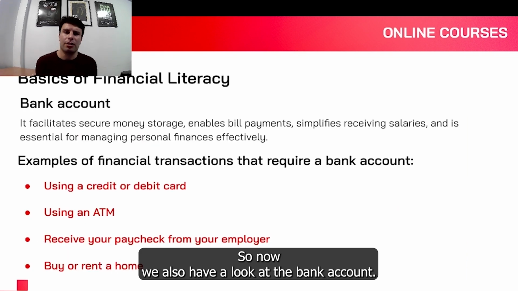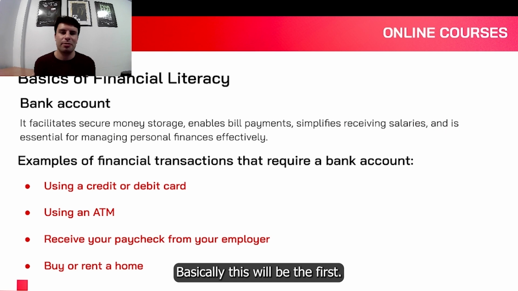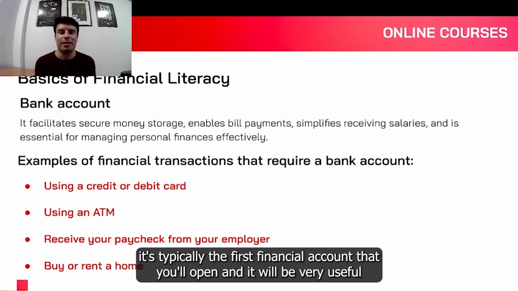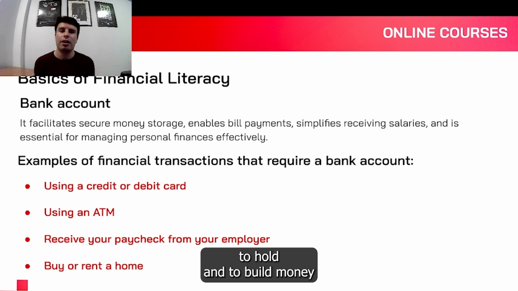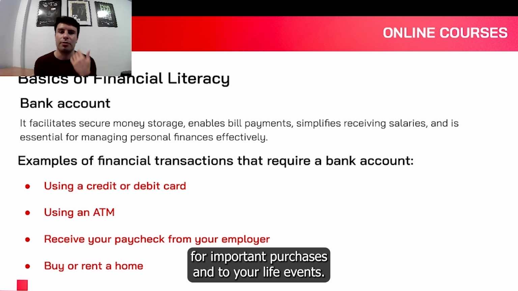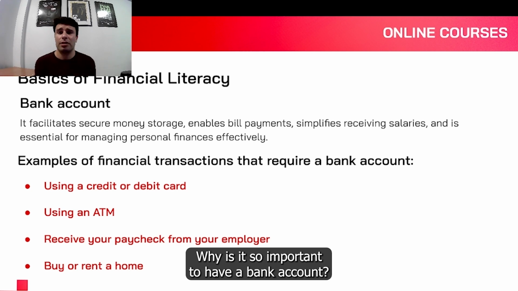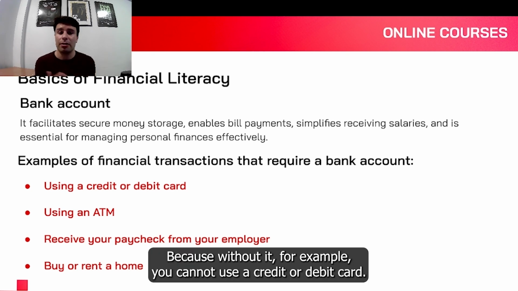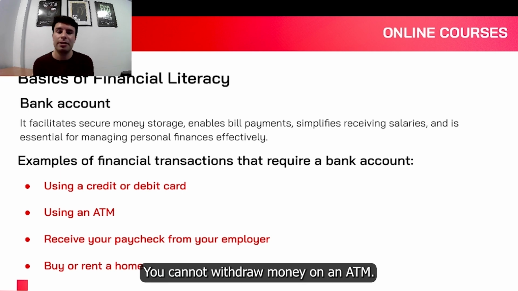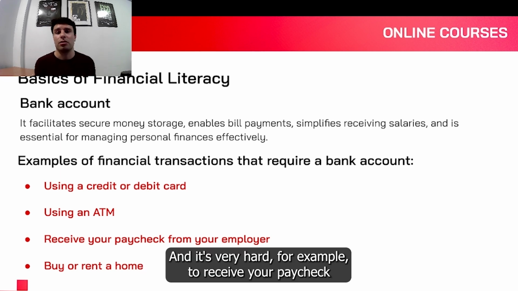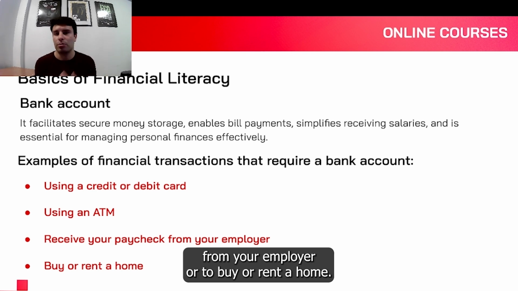So now we'll also have a look at the bank account. It's typically the first financial account that you'll open, and it will be very useful to hold and to build money for important purchases and life events. Why is it so important to have a bank account? Because without it, for example, you cannot use a credit or debit card. You cannot draw money from an ATM. And it's very hard, for example, to receive your paycheck from your employer or to buy or rent a home.